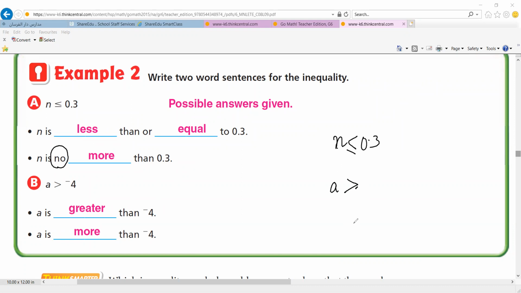A is greater than. Girls, there is no equal. You cannot write at least. At least means there has to be equal. This is A is greater than -4. A is more than -4. That's it. If it is equal, you'll write A is at least. This word will come.